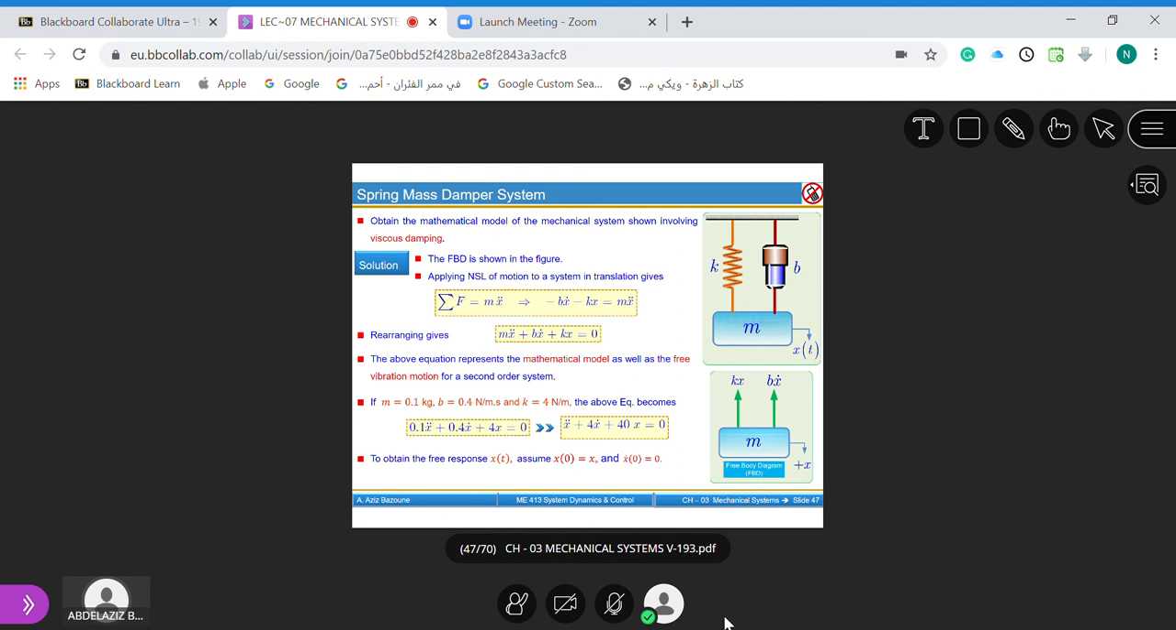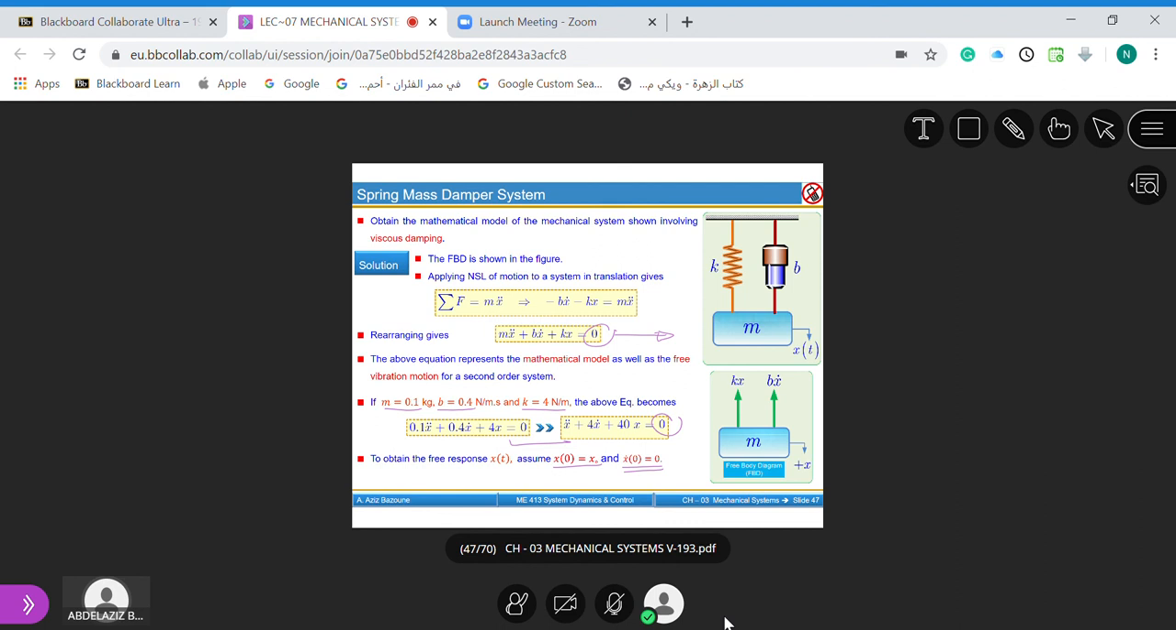Now, if we want to solve this equation for the free vibrational motion, we give values for the mass, the damping, and the stiffness. So this turns out to be 0.1 x double dot plus 0.4 x dot plus 4 x is equal to 0. Since we have 0 on the right-hand side, it's a free response due to the initial conditions: x of 0 is equal to x0 and x dot of 0 is equal to 0. If you divide by 0.1, it turns out to be x double dot plus 4 x dot plus 40 x is equal to 0, which is a second order ordinary differential equation.